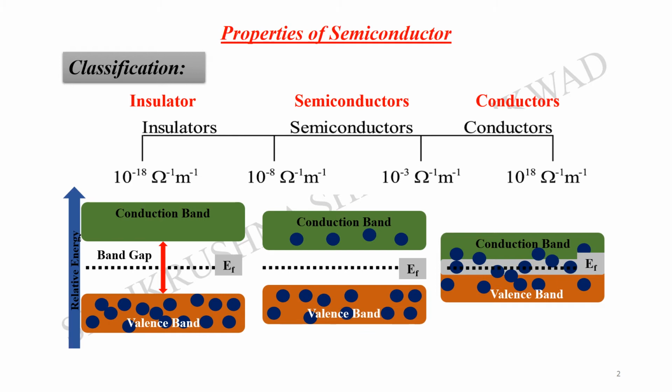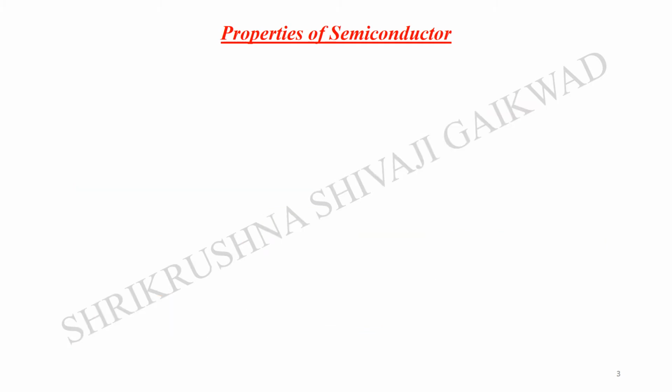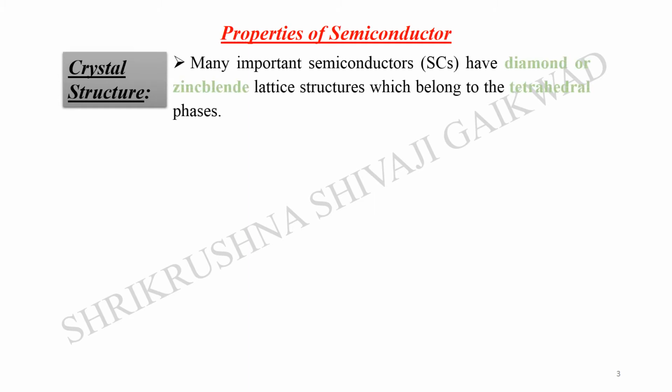Okay, so now let's talk about the crystal structure. Obviously, when this current conduction is happening, we must talk about the crystalline nature of the material, whether it is amorphous or crystalline. So, let's talk a little bit about the crystal structure. We are talking about the properties of the semiconductor, right? So, one of the things is the crystal structure.